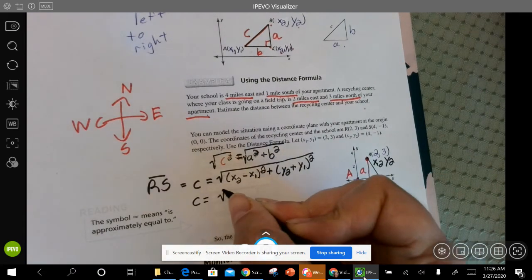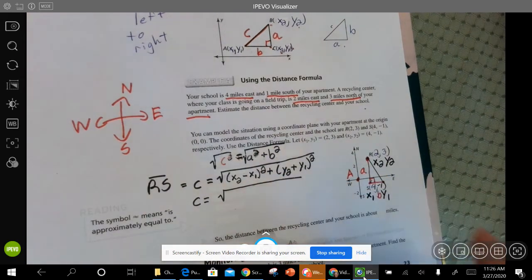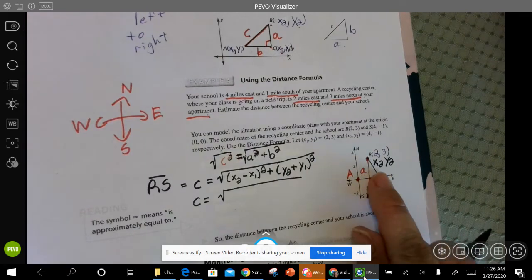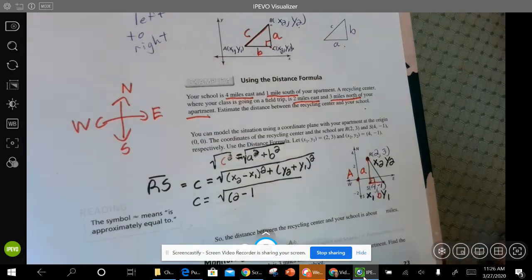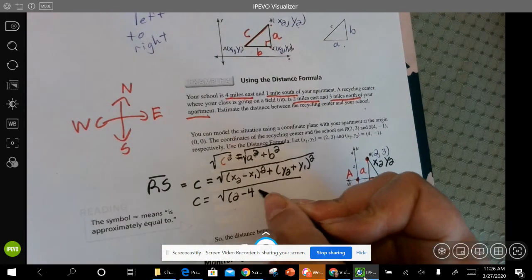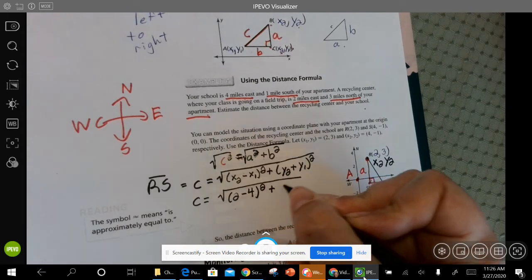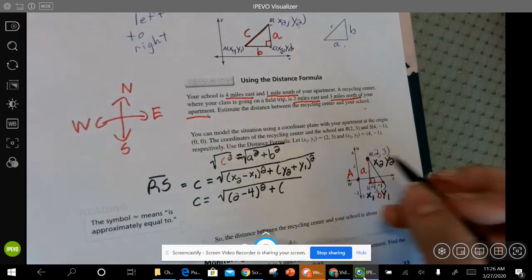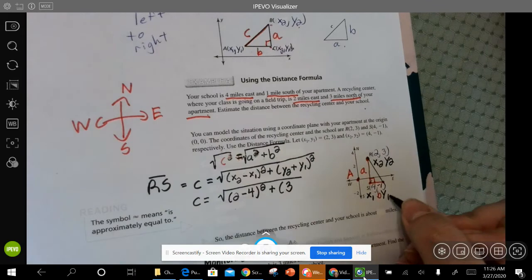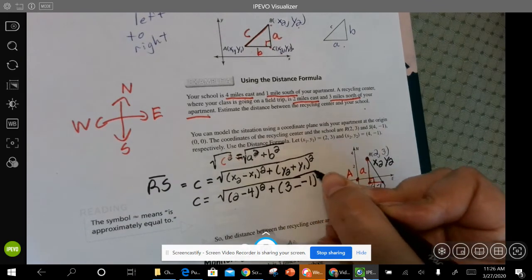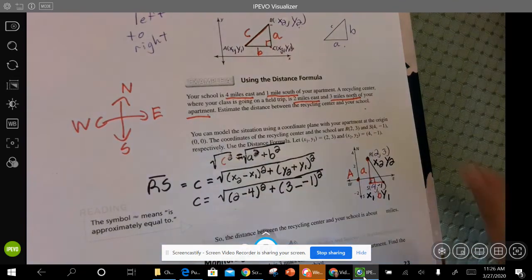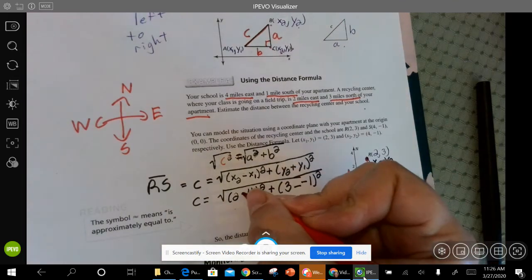So then I'm going to substitute in my values. So I'm going to substitute in 2 minus 1. Sorry, 2 minus 4. I'll provide the right values. Plus 3 minus negative 1. So everybody keep track of those negatives. And then I'm going to do my keep change change.